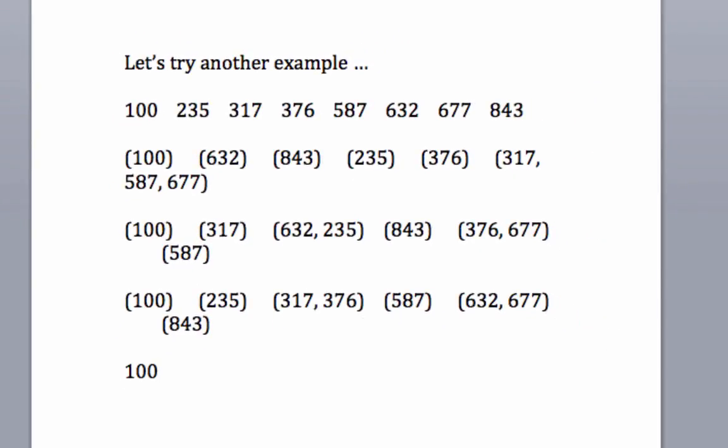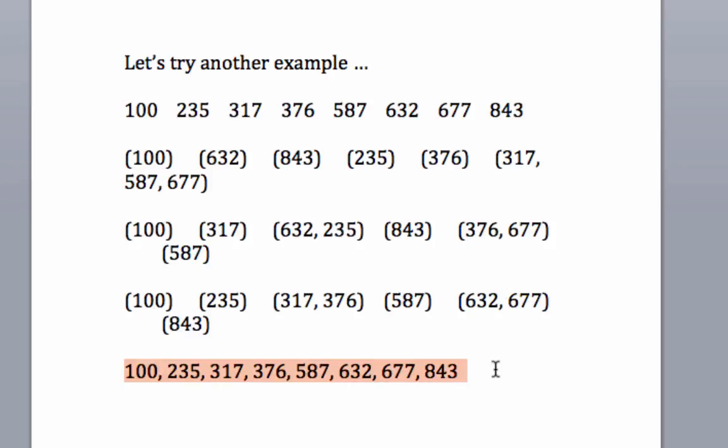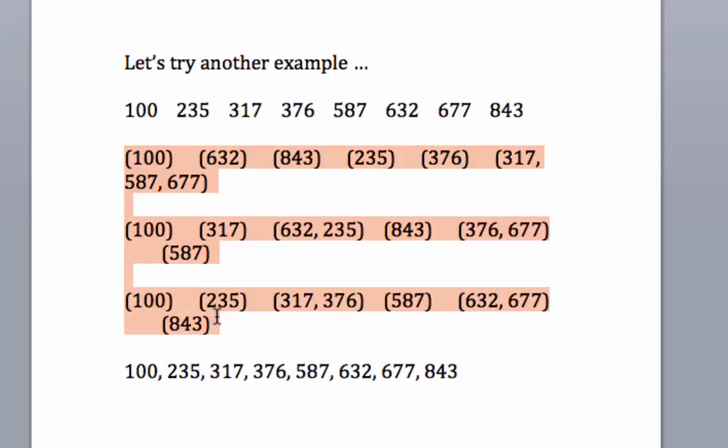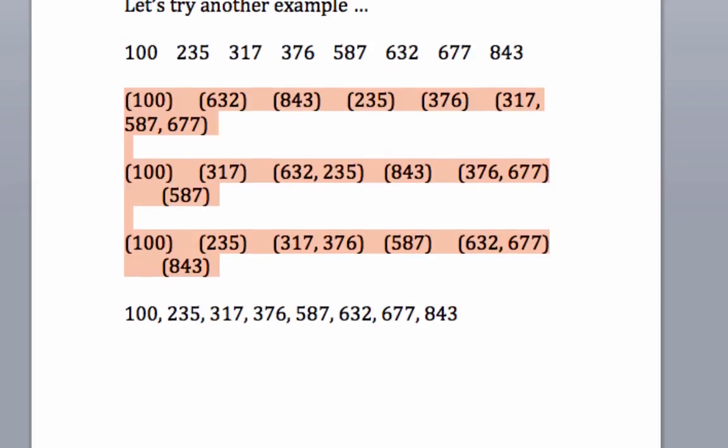So I have 100, followed by 235, followed by 317, 376, 587, 632, 677, and 843. And those numbers are in increasing order. So the conclusion is that even when the numbers are sorted, I'm going to go through 3 iterations of the algorithm because my numbers have 3 digits. So it still is directly proportional to the size of the data.